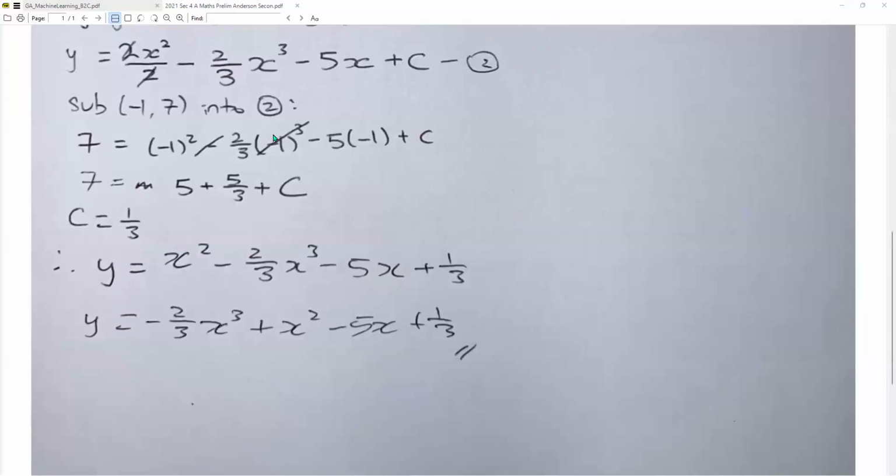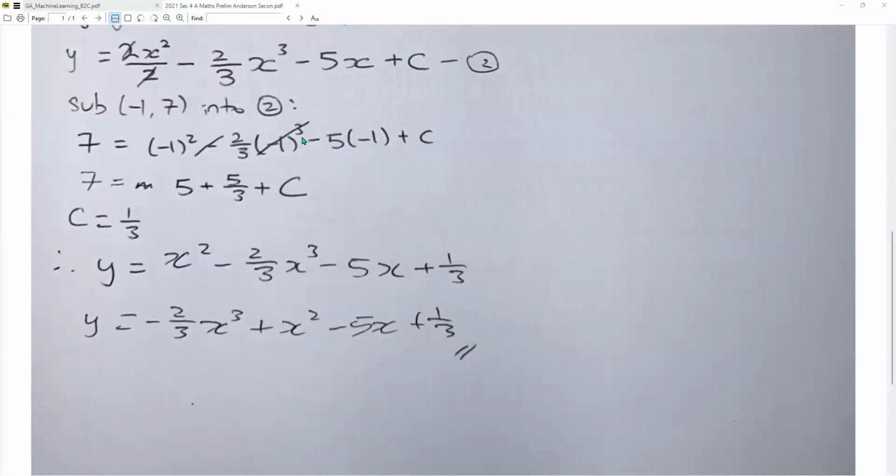Okay. Then there's a point. It passes through point (-1, 7). So now you can sub in x with -1 and y with 7. So 7 equals (-1)² minus 2/3 times (-1)³ minus 5 times (-1) plus c. So this one, (-1)³ is -1, minus becomes plus, so plus 2/3.